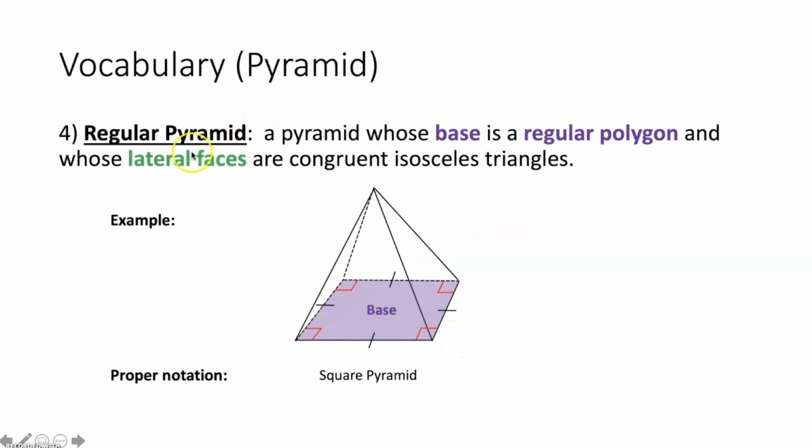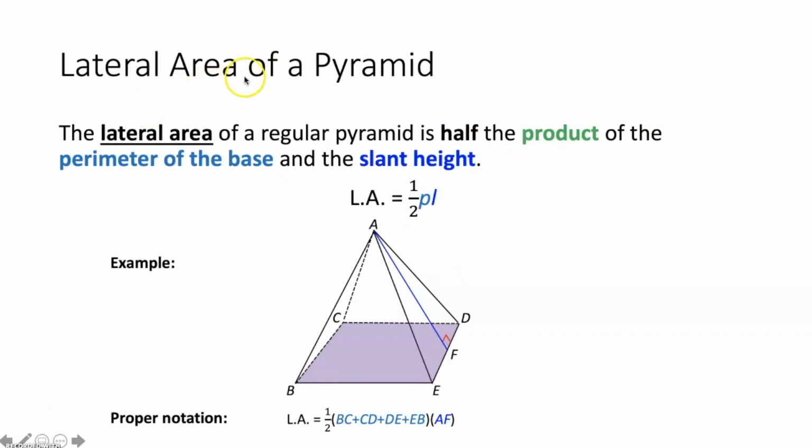Now, a regular pyramid would be a pyramid whose base is a regular polygon and whose lateral faces are congruent isosceles triangles. In our example down here, we have a pyramid whose base is a square. Now, if you recall, a square is a regular polygon because it has all sides and all interior angles congruent. Therefore, because our base is a regular polygon, this would be considered a regular pyramid. And in a regular pyramid, all of the lateral faces, all of these triangular sides, are going to be congruent isosceles triangles as well.